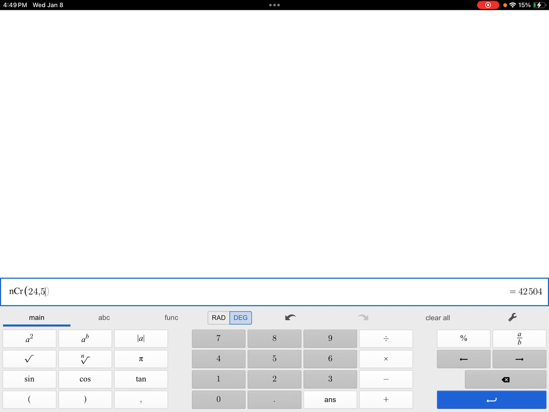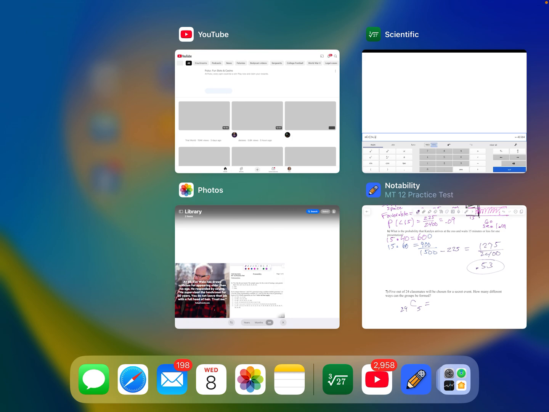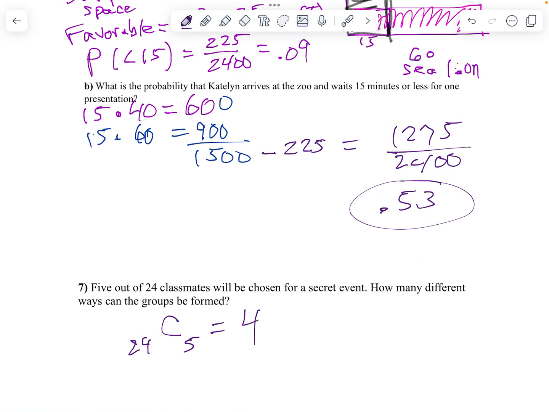There are 42,504 ways to do that. You can just use your calculator. You don't have to use the formula. That's all there is to it.